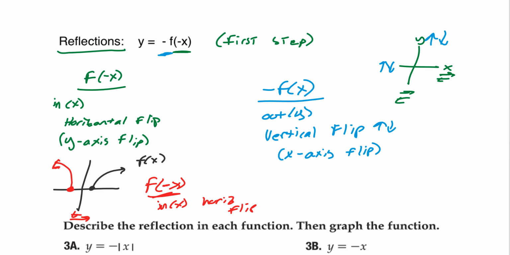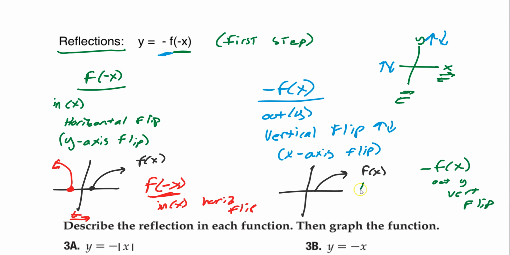So for example, we'll do the same graph. So I have that graph right there. Let's draw it again. It's my f of x. And then I want to draw negative f of x. Alright, so it's on the outside. Y, it's a vertical flip. So we're going to flip it up and down. Vertical flip. So it's going to look like this.